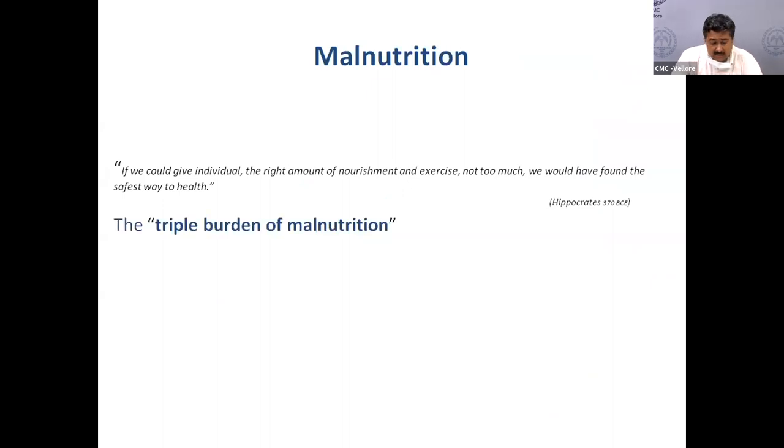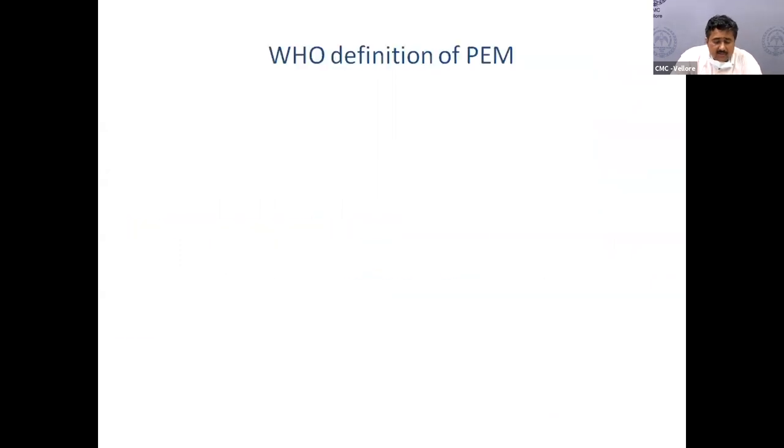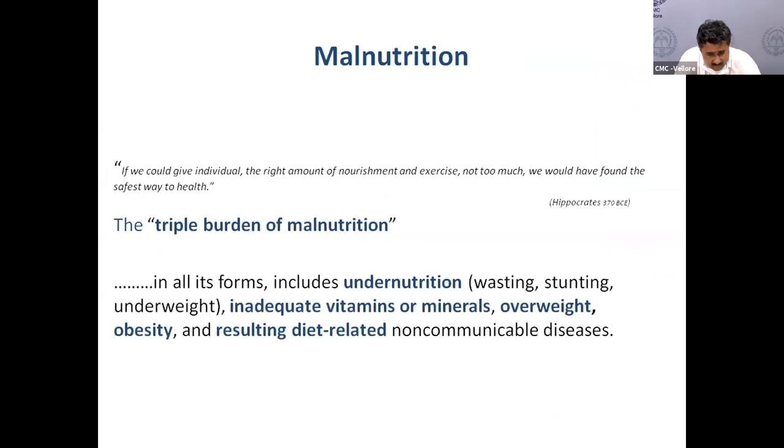Malnutrition in all its forms is described as a triple burden. Undernutrition can be wasting, stunting or underweight. It can be because of inadequate vitamin or mineral deficiencies. So malnutrition doesn't mean it's only undernutrition. The other rising challenges are overweight and obesity, which can result in diet related non-communicable diseases too.